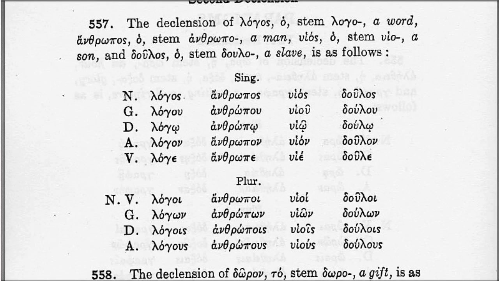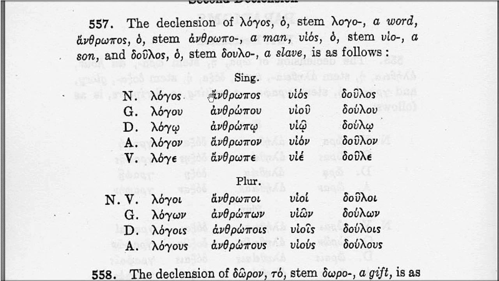Let's take a look. Here's paragraph 557. The declension of logos, ho, the stem is logo, a word. We have logos here, we have anthropos, we also have doulos right here. They're different because remember, while all the Greek words follow the general rule of accenting, these nouns are not fully recessive like a verb. The verb is fully recessive. And if we look at anthropos, it goes all the way back to the antepenult.